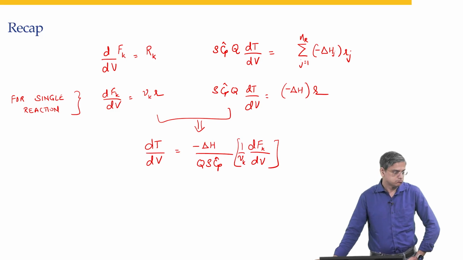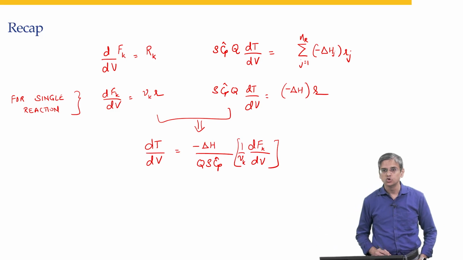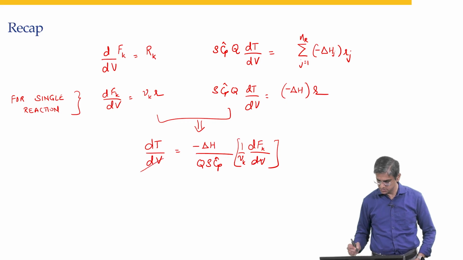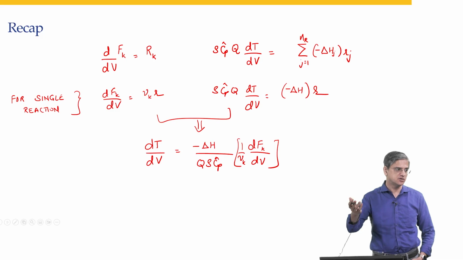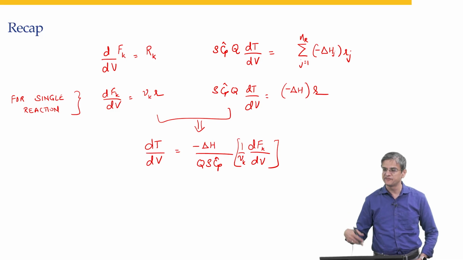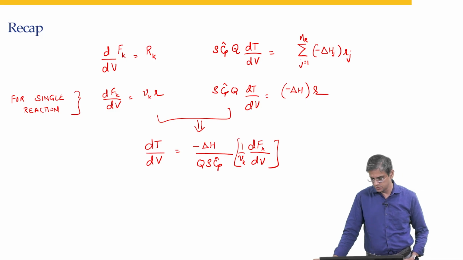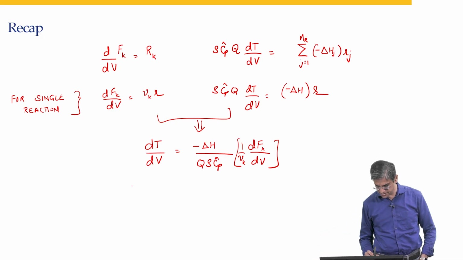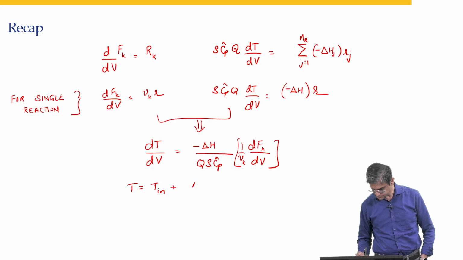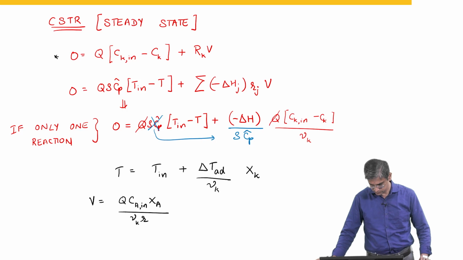And of course, when it comes to calculus, this and this get cancelled, and that is the reason why you can integrate T from T in to any location and F from F in to any location. Okay. And this is again the reason why you will get T equal to T in plus this type of a thing.